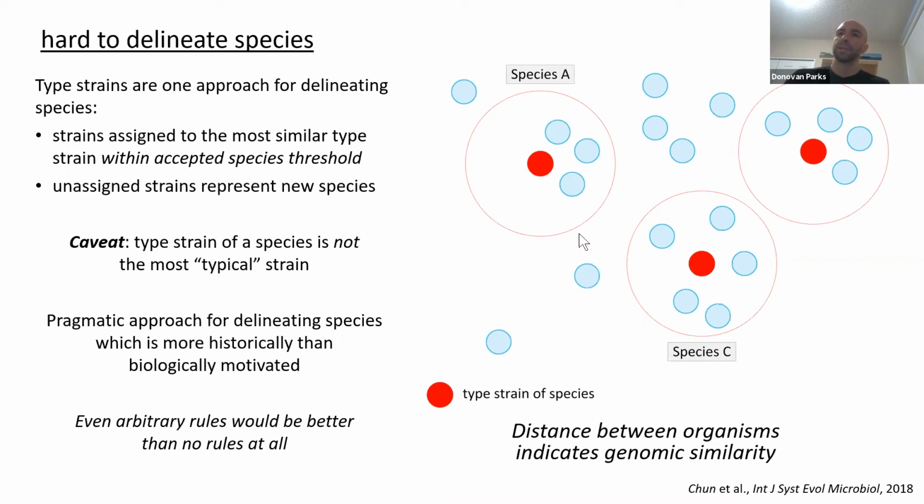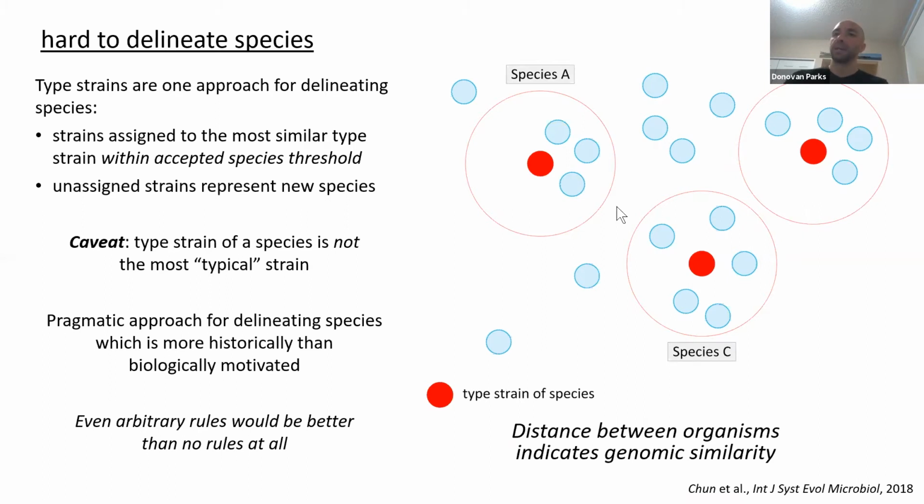So this will basically allow us to pick out these 3 species, and then all the other strains which aren't similar enough to an existing type strain indicate strains that represent new species. So we'd have to define a new type strain in order to encompass those. Now, this is a very pragmatic approach to defining species, but it does have some limitations. And the major limitation here is that there is nothing really special about the type strain of a species. In fact, it's essentially a historical artifact.